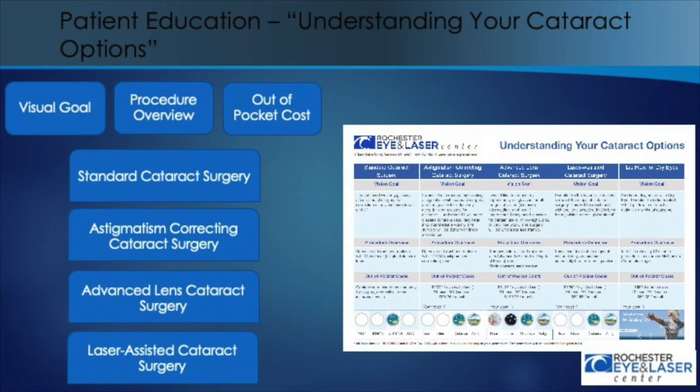So then the third column is the advanced technology lens, and that's the multifocal lens that we talked about that's going to help you with near, intermediate, distance, and astigmatism. And that one is around $3,100. And it tells you what the monthly payment would be per eye too.